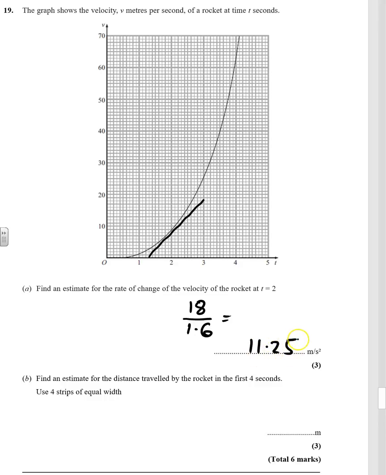Now, if you haven't got that answer, don't worry, because there is a range. It gives you a range of 9 to 14. So there is quite a range to work with there.